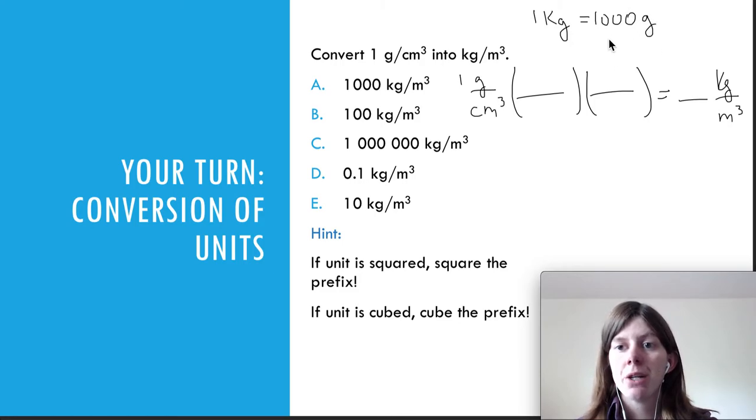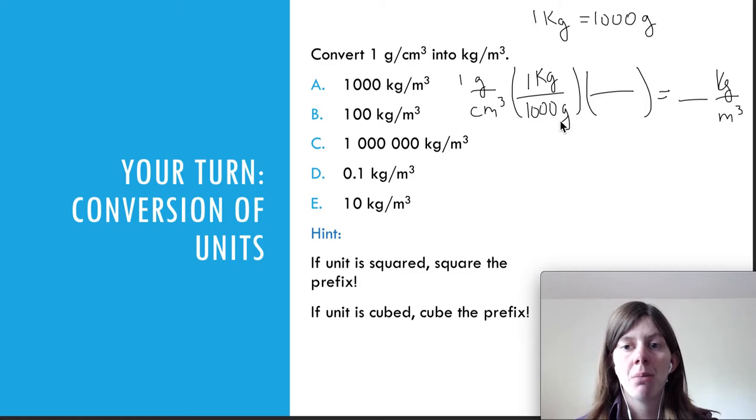So with this, you want to write a conversion factor so that the grams will be on the bottom, so they'll cancel out. So you're going to write 1 kilogram on top and 1,000 grams on the bottom. The grams will cancel out. And then the trickier one is, how do you convert from centimeters cubed to meters cubed?